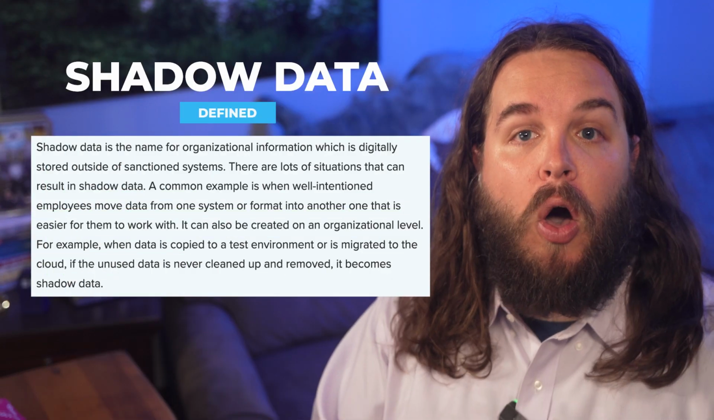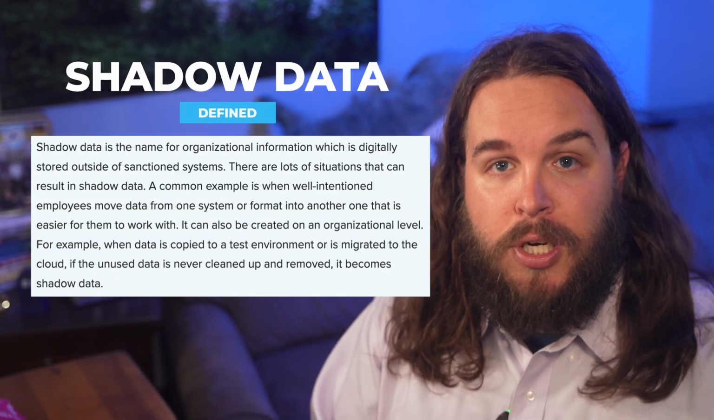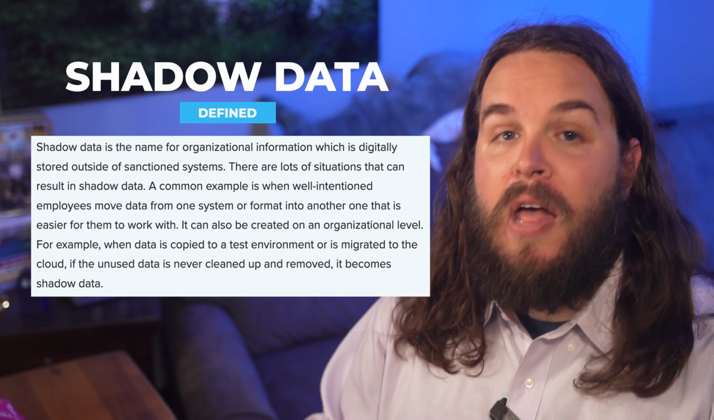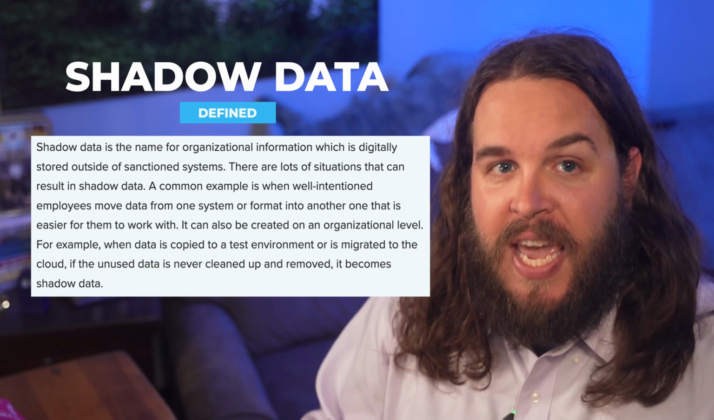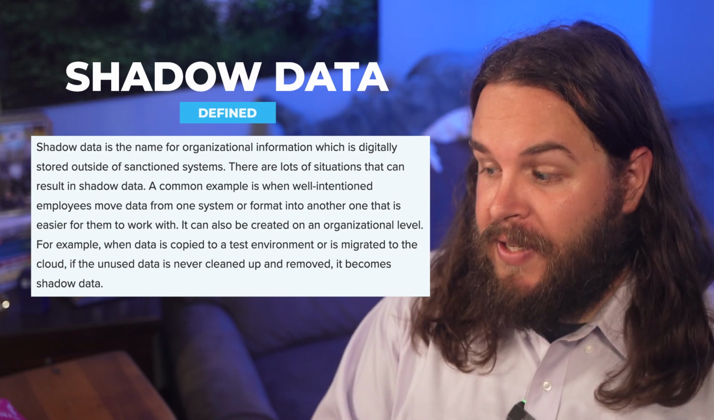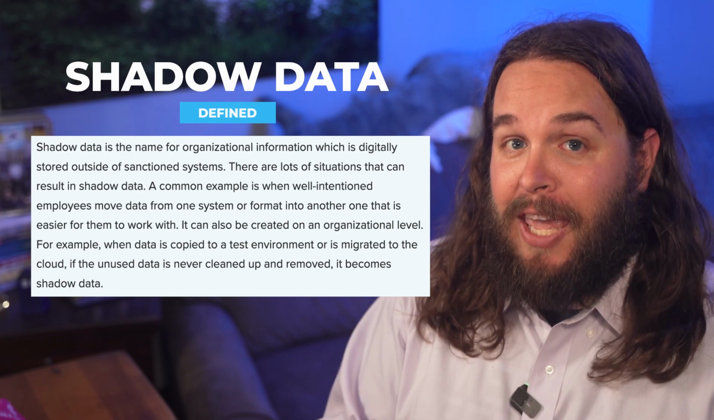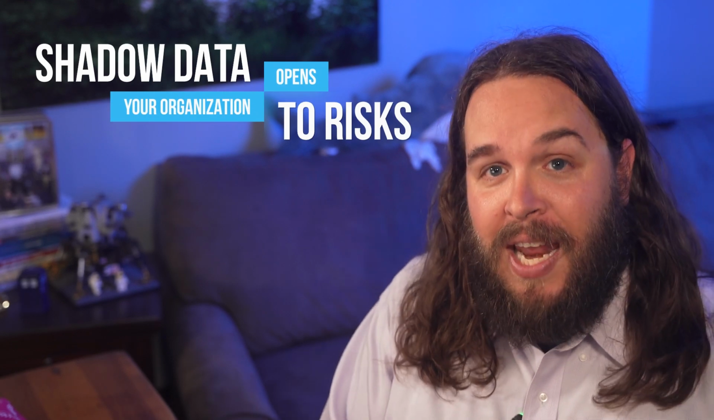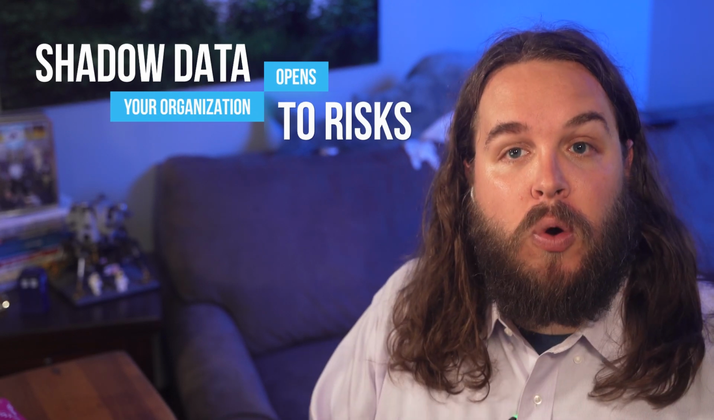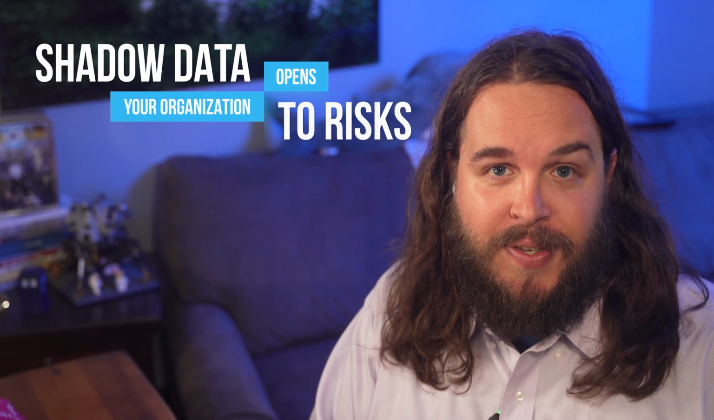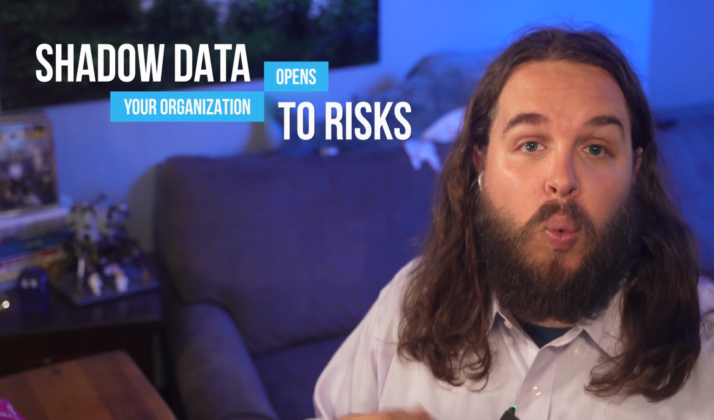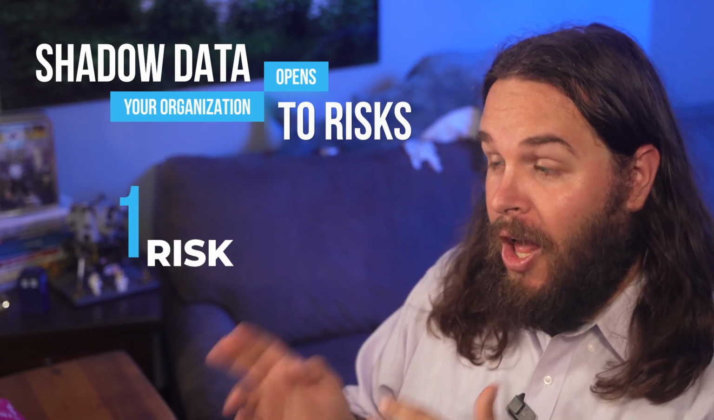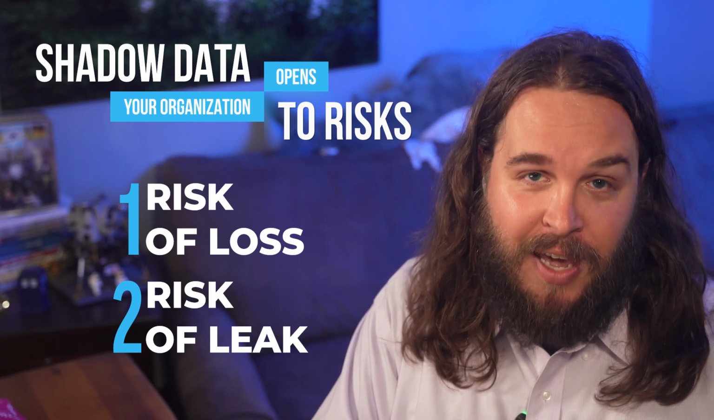Let's talk about it. Shadow data is data owned by an organization that gets digitally stored somewhere other than where IT and security say that it should be. Basically, it's the electronic equivalent of putting a document on a pile of papers in the corner rather than neatly putting it in a file cabinet. Regardless of why the data gets put there, shadow data opens your organization up to significant risks. These risks basically fall into one of two categories: risk of loss or risk of leak.